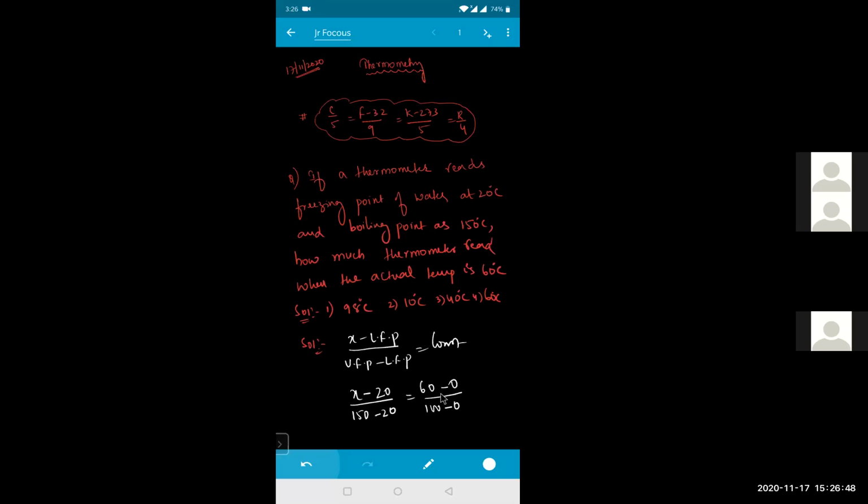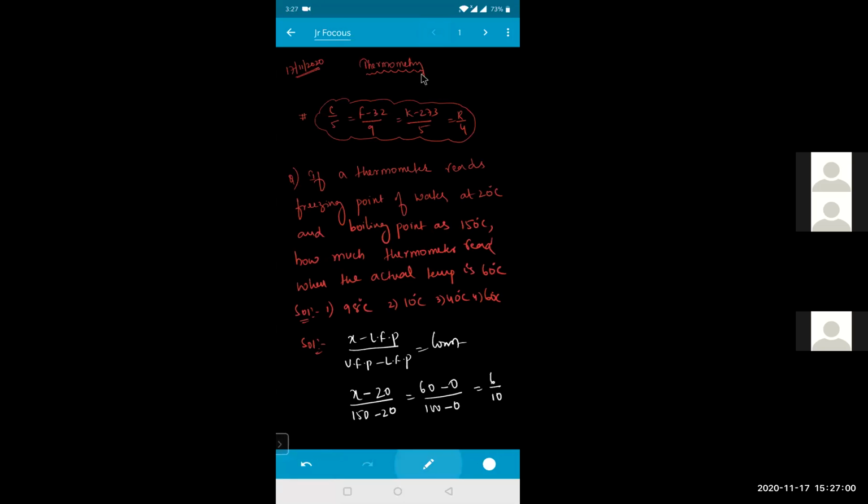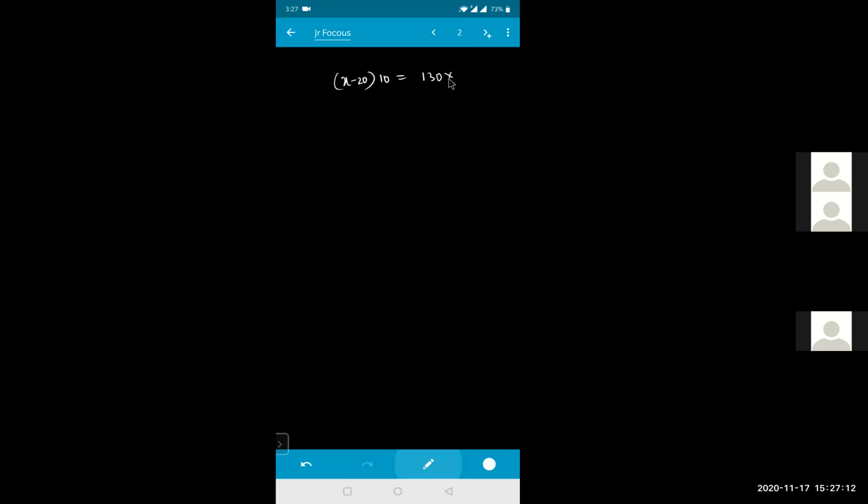X minus 20 is equal to 60 by 100. This one is 6 by 10. So simplify this one. X minus 20 into 10 is equal to 150 minus 20, which is how much, beta? 130. So this is 130 into 6. This is 10x minus 10 into 20, which is 200, equal to 130 into 6. How much are you getting, beta? 780.